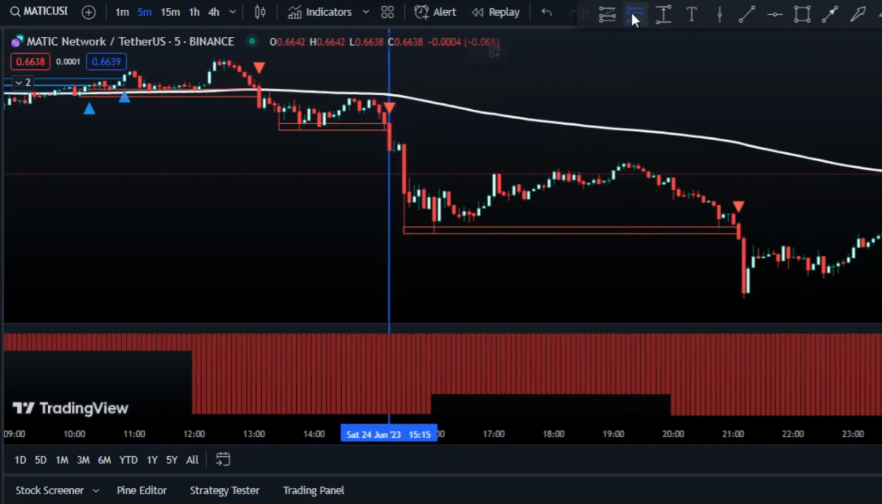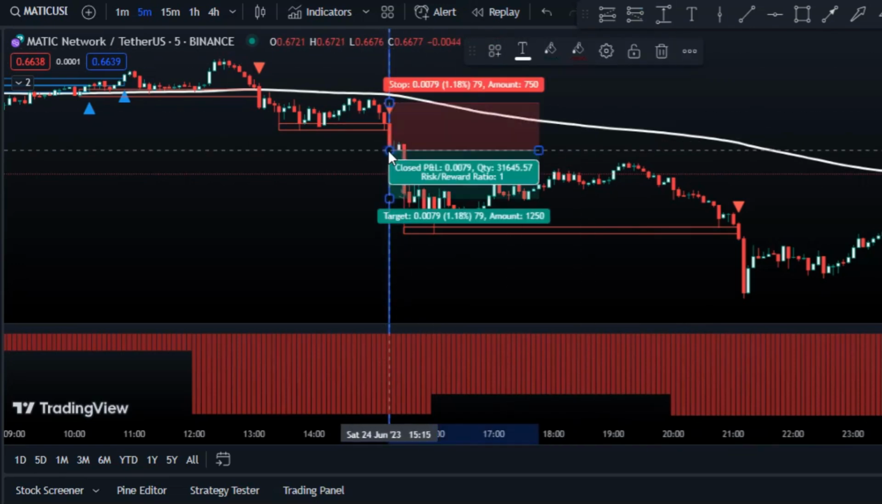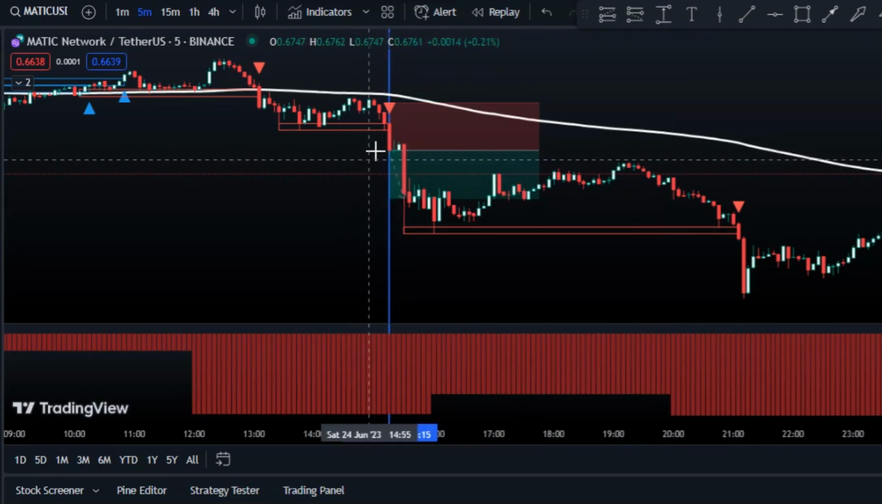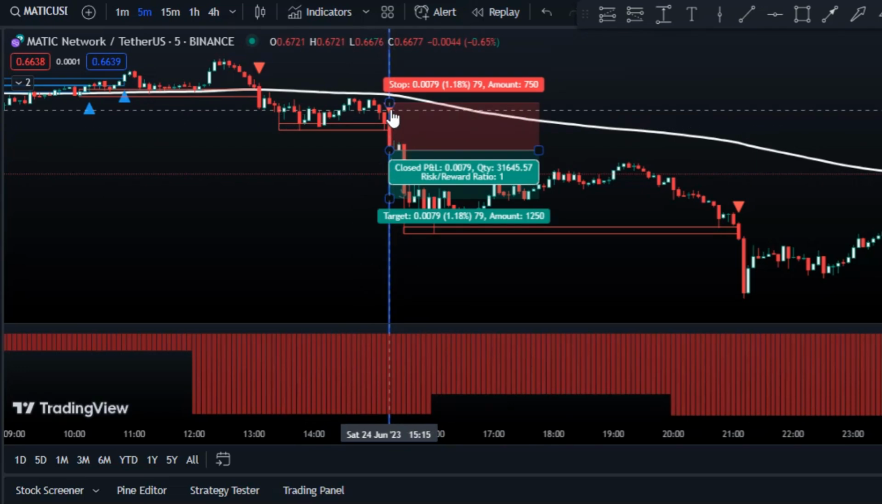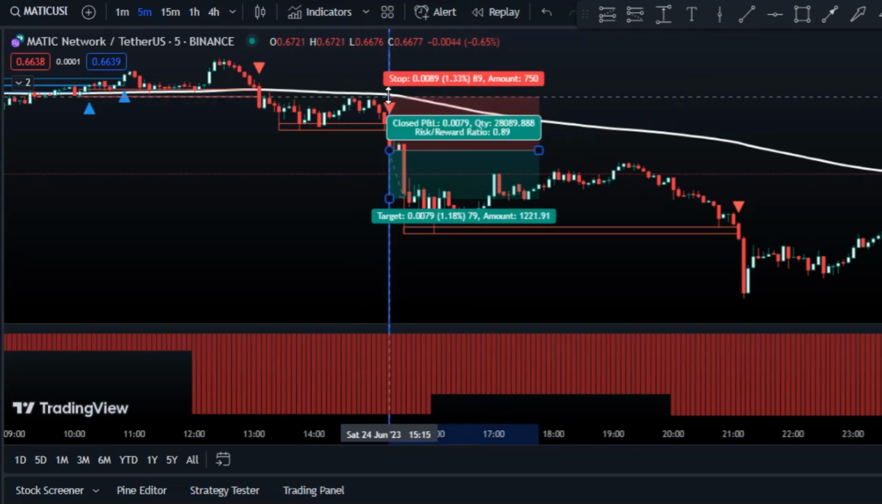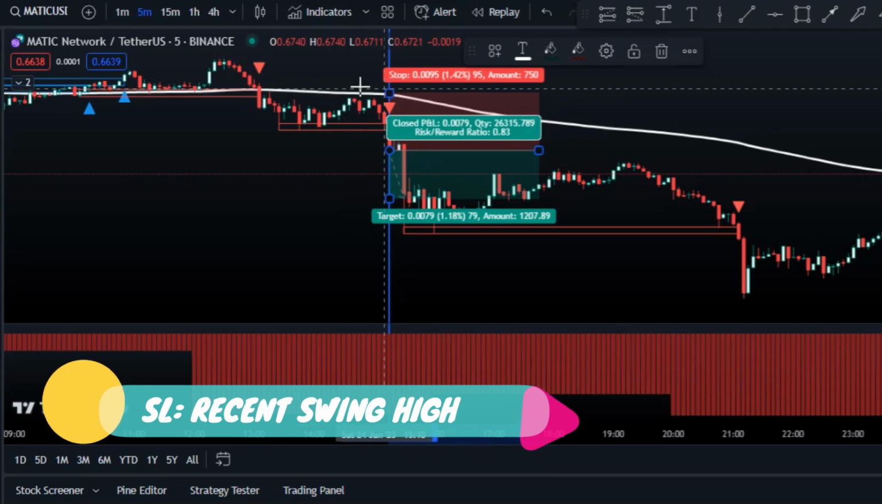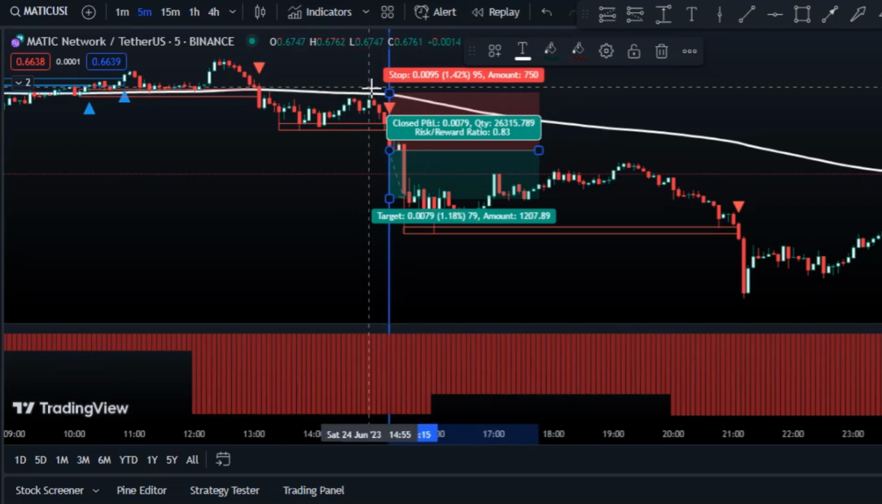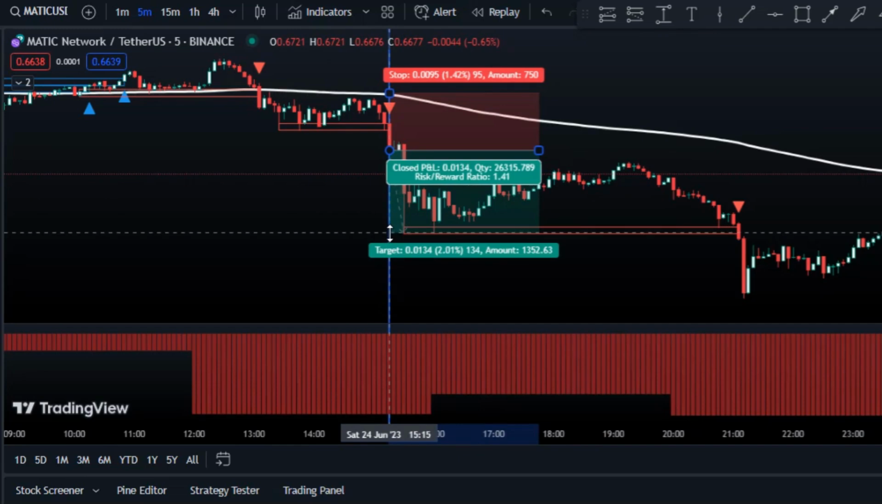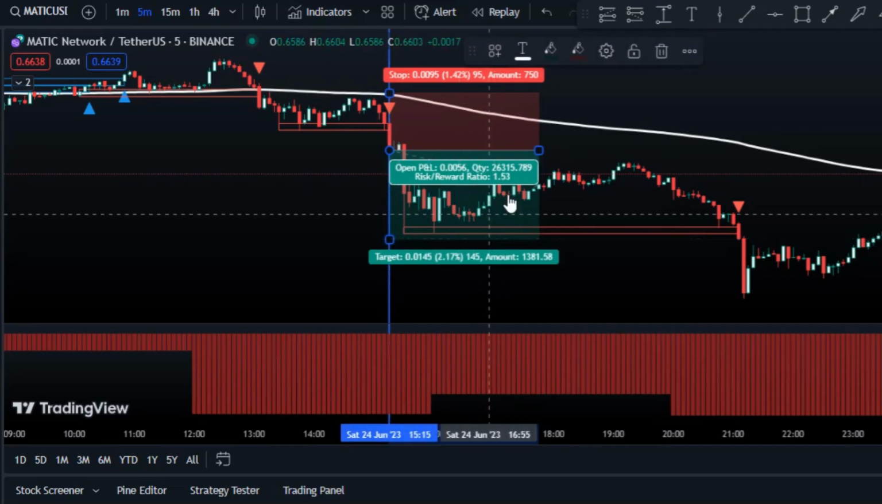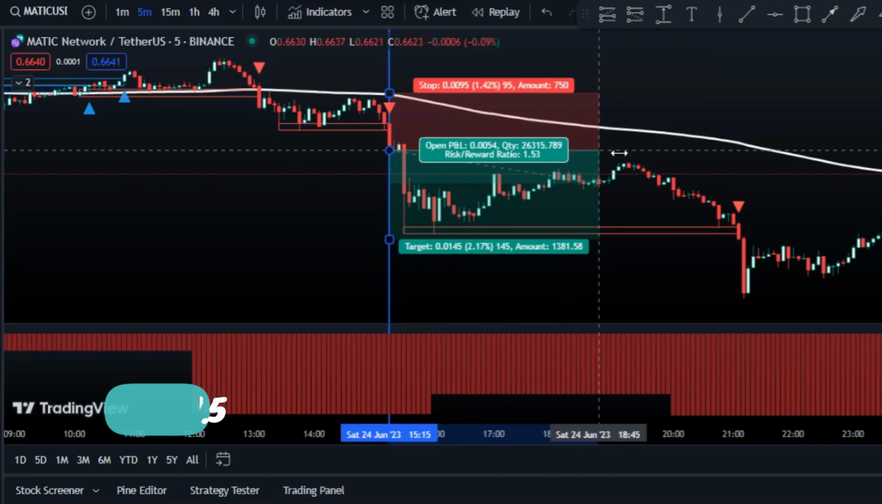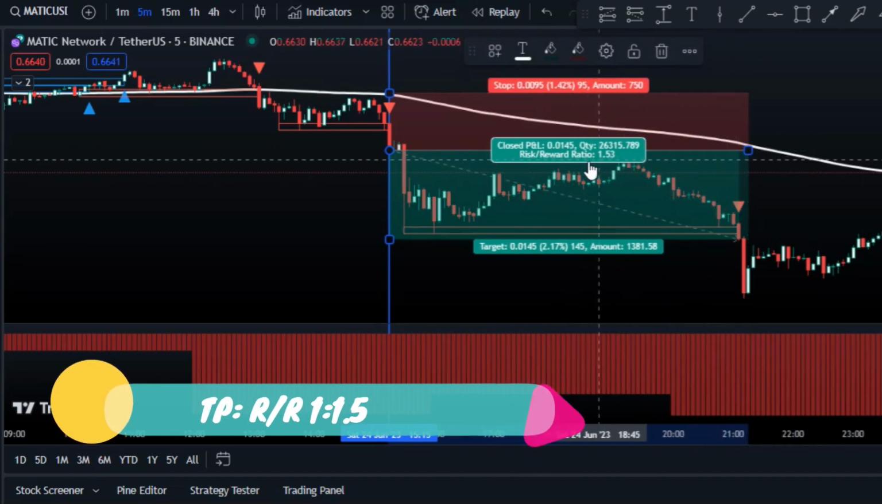So after you've met these conditions, you can enter the trade at the closing price of the signal candle. Remember to manage your risk effectively by setting the stop loss level. For short trades, you can use the recent swing highs as reference points for your stop loss level. And aim for a minimum risk-reward ratio of 1 to 1.5 when planning your exit strategy to ensure a balanced approach.